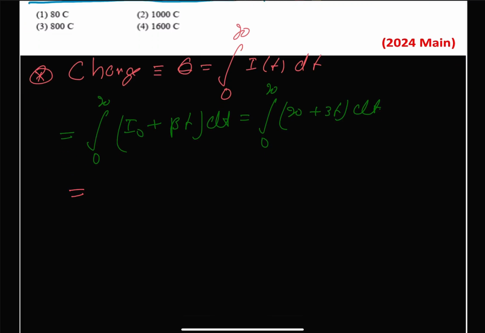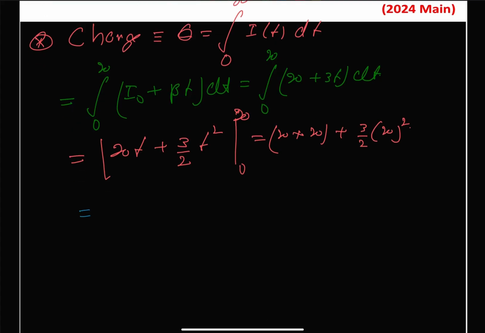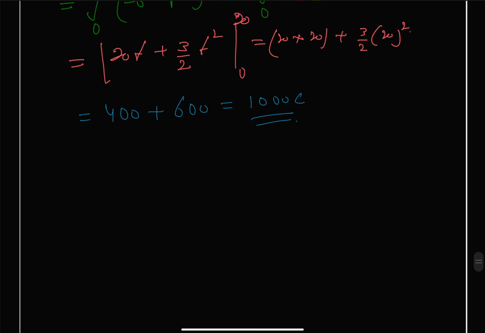So we get 20t plus 3 by 2 t square, from 0 to 20. We substitute the values: 20 multiplied by 20, and for the lower limit we need not, because it is 0, plus 3 by 2 times 20 whole square. So we get 400 plus 400 times 3 divided by 2, that will be 600, giving us 1000 coulombs. So option 2 is the correct one. Option 2 is correct. Next question.